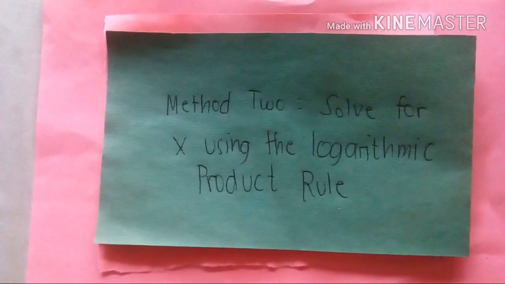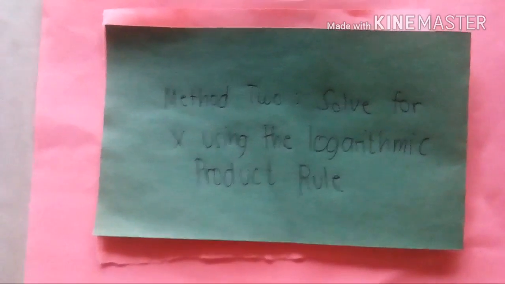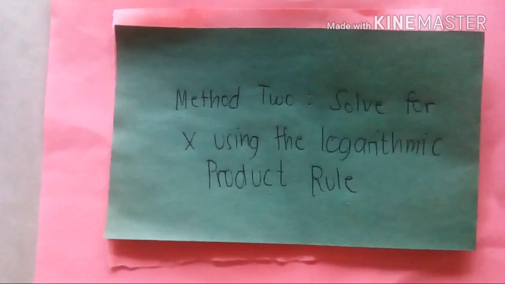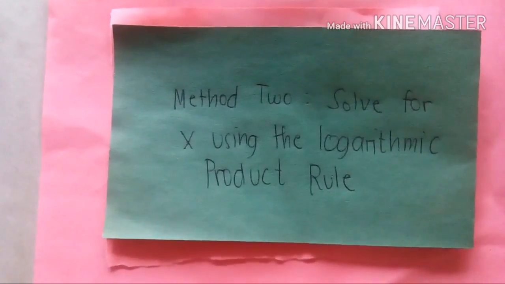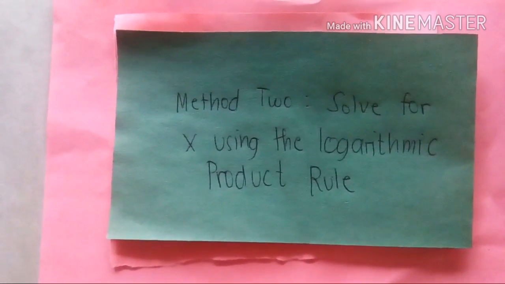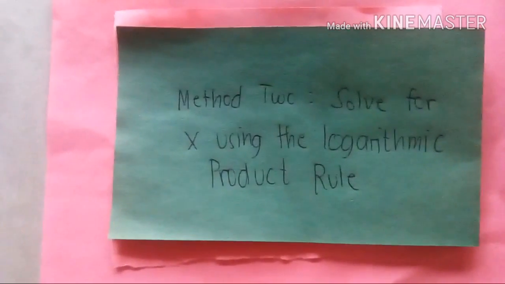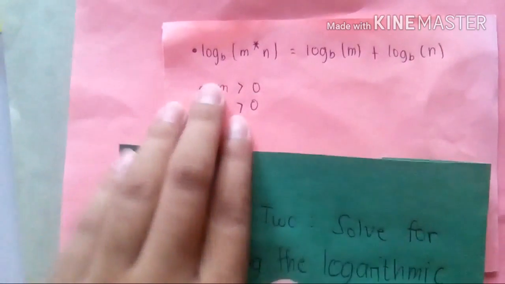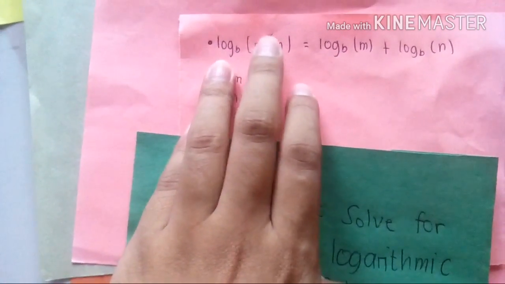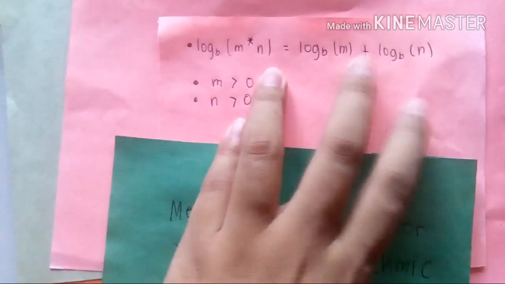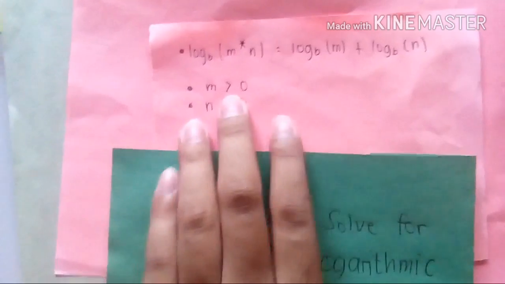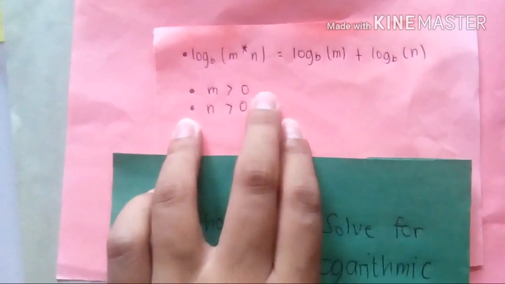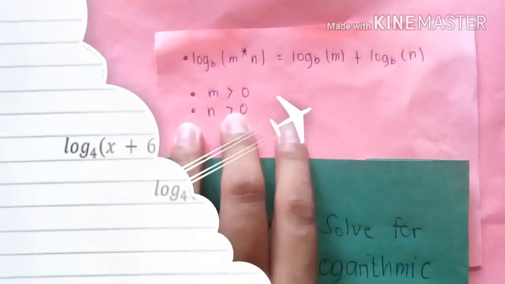Next is method 2, solve for x using the logarithmic product rule. The first property of logarithms, known as the product rule, states that the logarithm of a multiplied product equals the sum of the logarithms of both factors. Written in equation form, log b of m times n equals log b of m plus log b of n. Also note that m is greater than 0 and n is greater than 0.